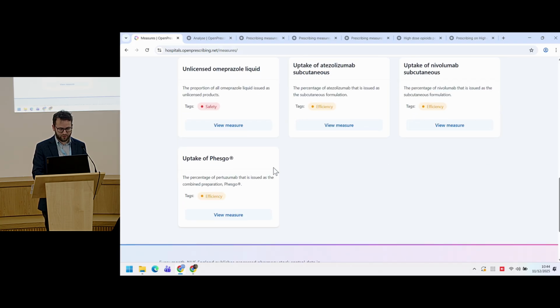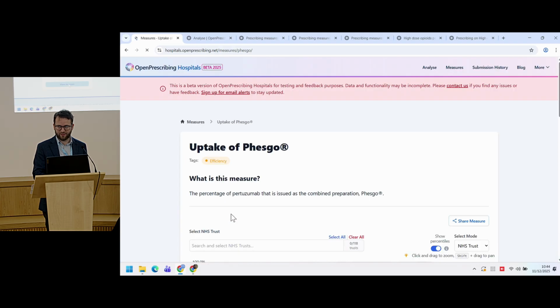So I'm going to talk you through a measure today. We've only got time for one, but we're going to look at this one here. So this is the uptake of PHESGO measure. And again, this was a user-submitted suggestion, who said this is an interesting thing to look at. So we built it based on their feedback and their suggestions.